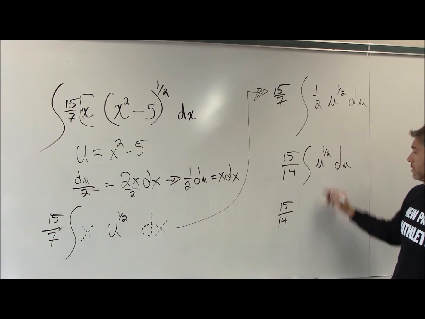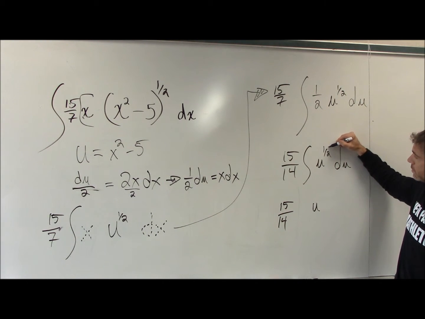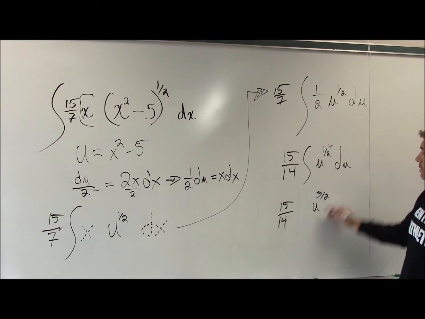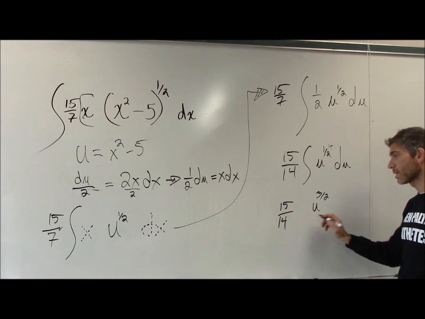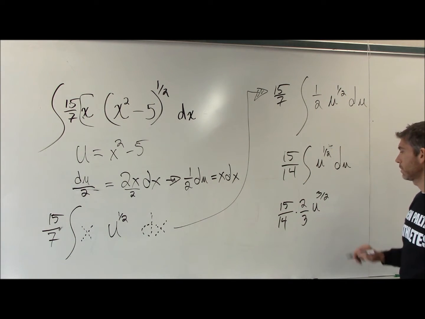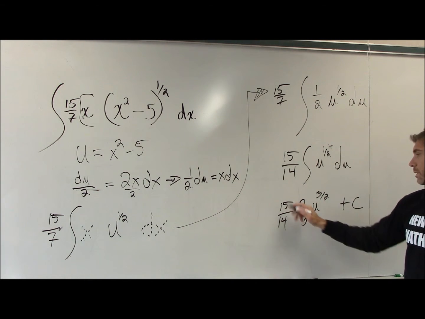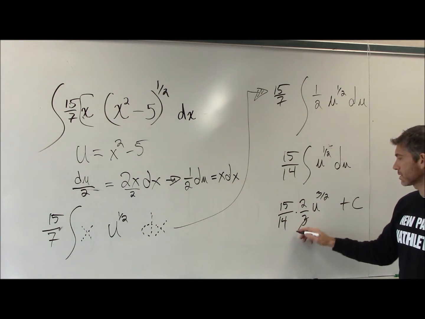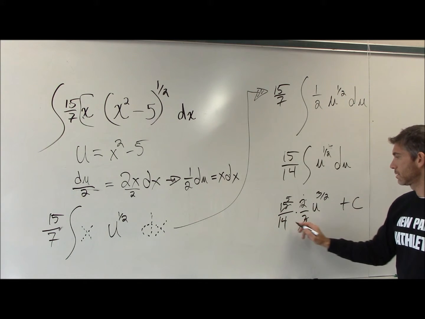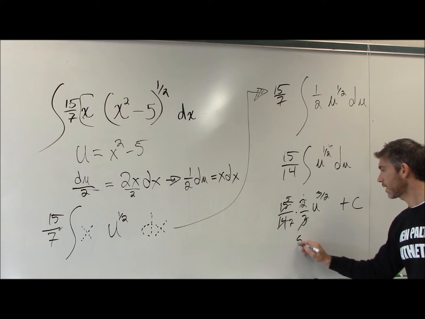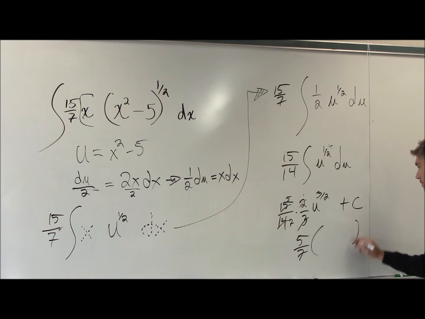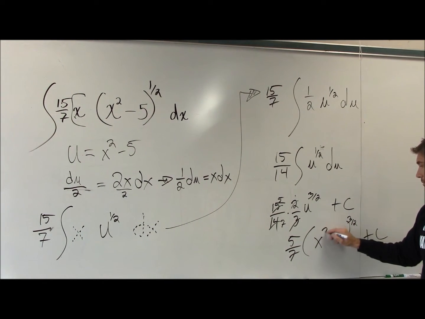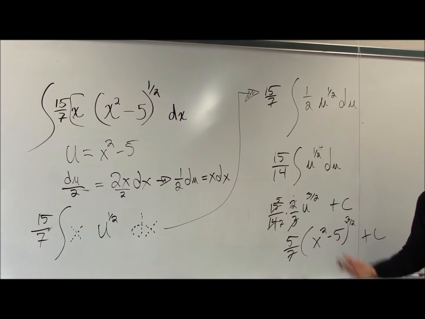I can now add one and divide. That stays along. u to the 1/2 plus 1, which is really like 2/2, is 3/2. Divide by 3/2, but really that's multiply by the reciprocal. And we end up with, let's clean this up a little bit. Ooh, that works out nicely. So you have 5/7 stuff to the 3/2 plus c. And that stuff was your original u.